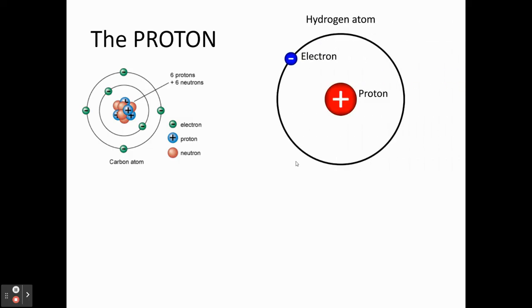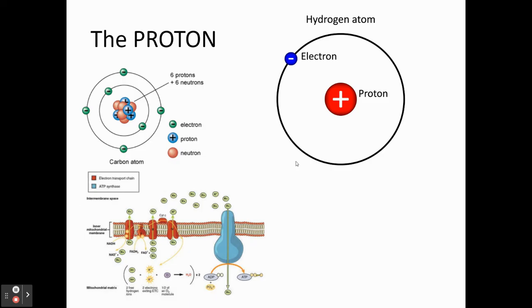There's a hydrogen atom. Notice the hydrogen atom lacks a neutron. It has 1 proton and 1 electron. So when a hydrogen atom loses its electron, the only thing that's left is a proton. And we're going to talk about protons a lot, especially in the generation of energy in something called the electron transport chain when we get to Unit 3.